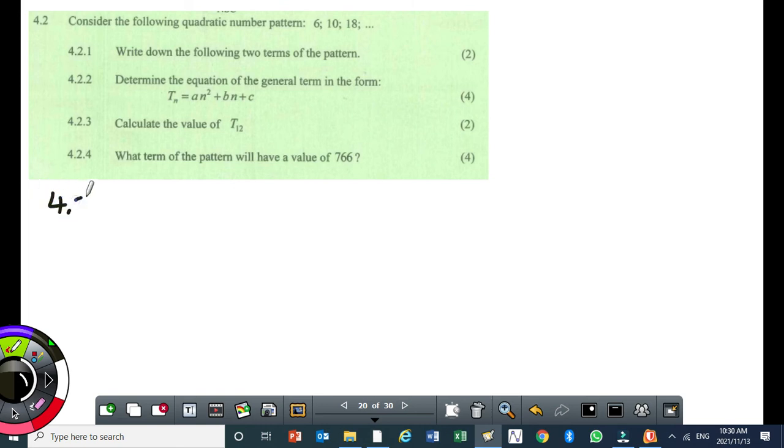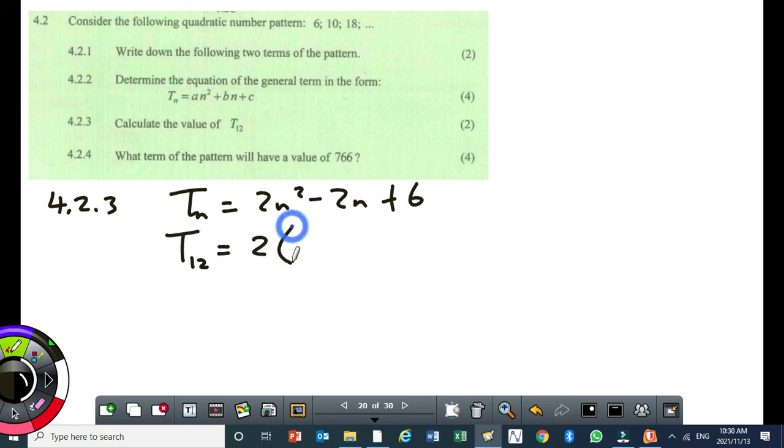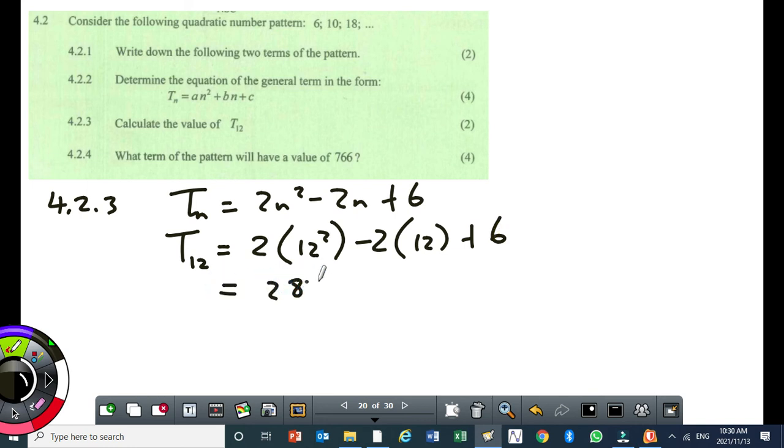Okay? So 4.2.3, we now know that our general term is Tn equal to 2n squared minus 2n plus 6. So T12 means put 12 where there is n. So that is 2 times 12 squared minus 2 times 12 plus 6. So this gives you 288 minus 24 plus 6. Minus 24 plus 6 gives us minus 18. So 288 minus 18, that will give us 270. And just check that for me.